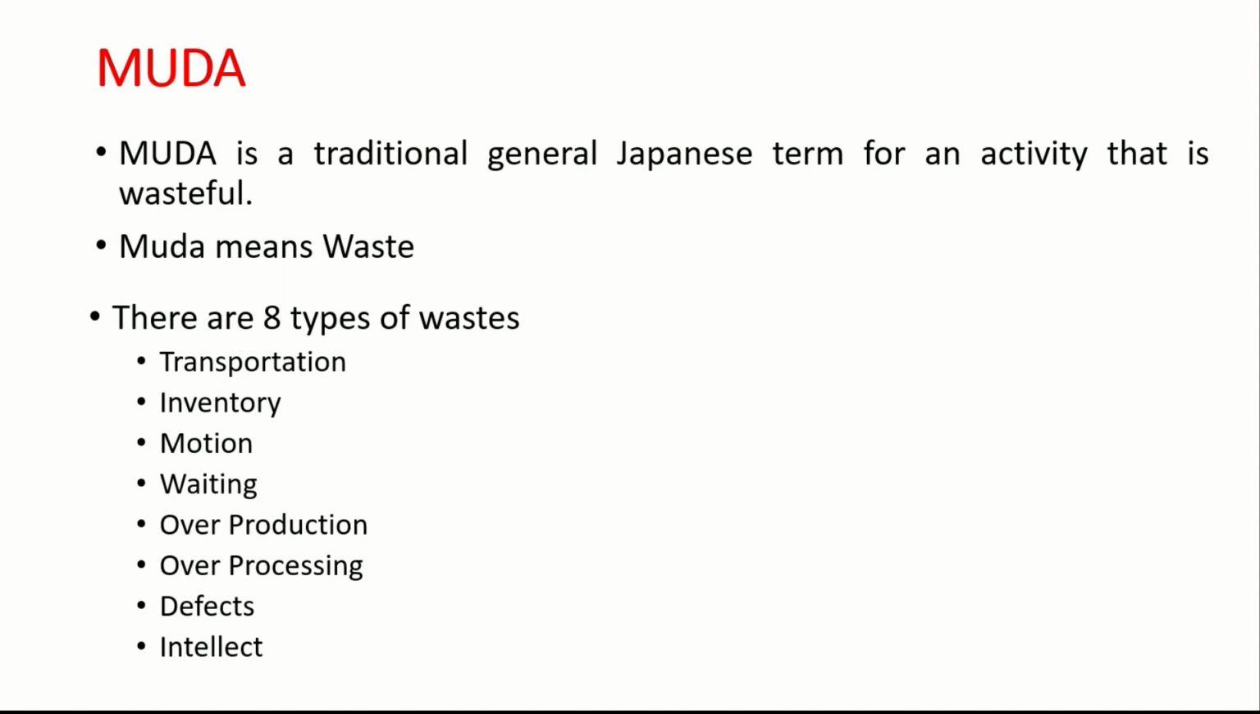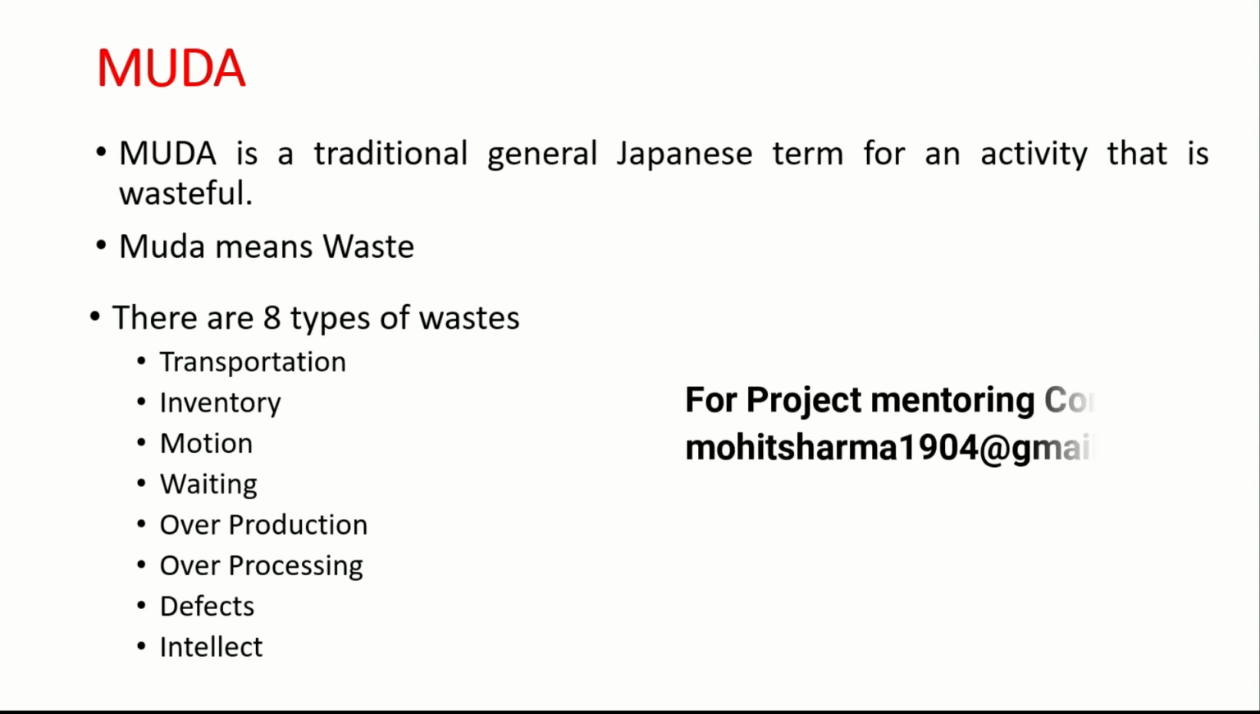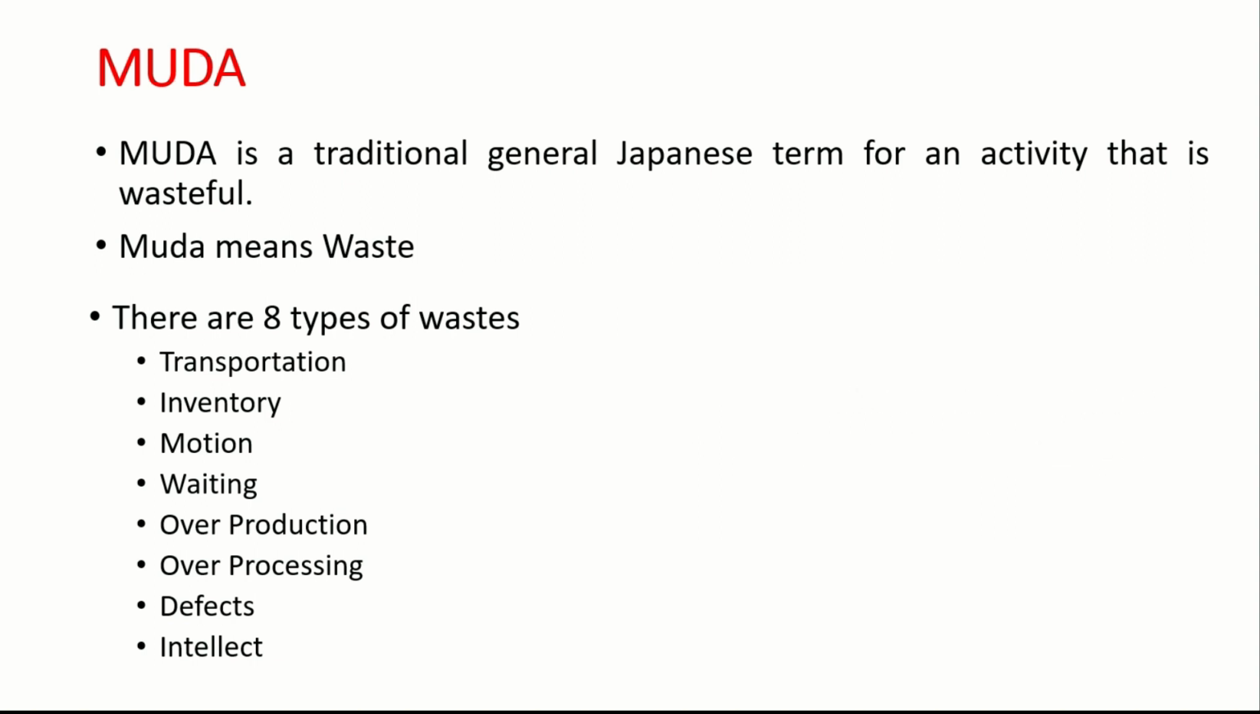Overprocessing: if you are required to paint a door 2 times and you do it 3 times, it is overprocessing. Defects: any product or service which is not meeting customer specification is a defect. And waste of intellect. For example, you are using a lathe machine just for grinding, or you are using your laptop only as a calculator. That is again one of the wastes.